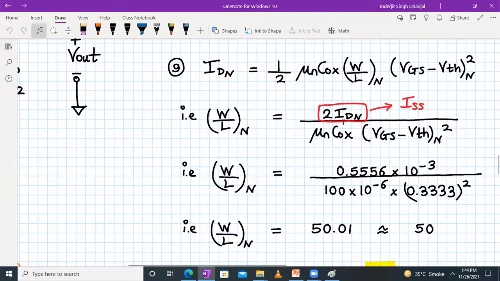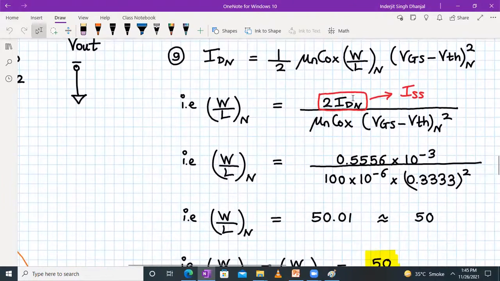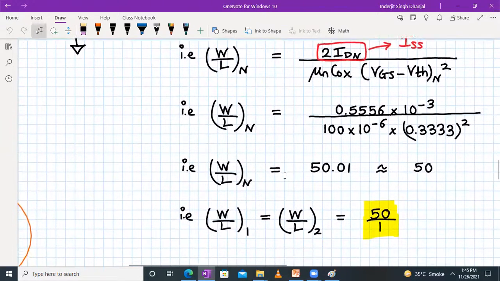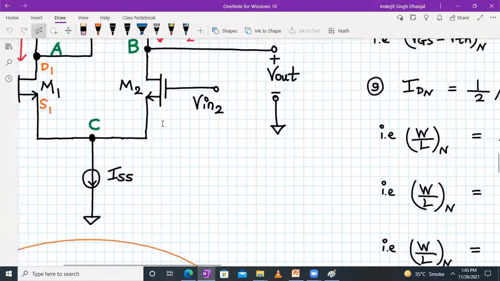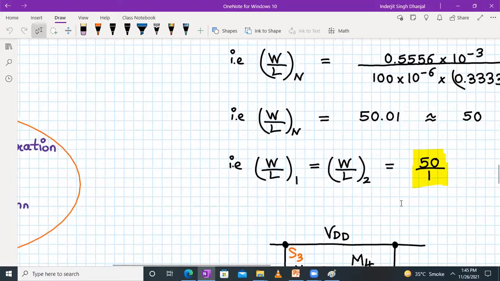So all the values are available. Twice IDN is nothing but ISS, which is 0.5556 milli. Mu n Cox is 100 micro, and VGS minus VTH we just found out to be 0.3333, right? So that will be the whole square. And if you work it out in a calculator, the W by L ratio for the NMOS transistors will be 50 by 1. And the NMOS transistors over here are M1 and M2. So W by L ratio for M1 and M2 will be 50:1.